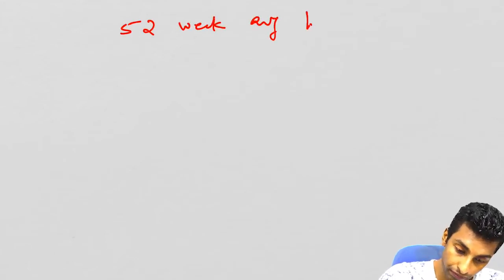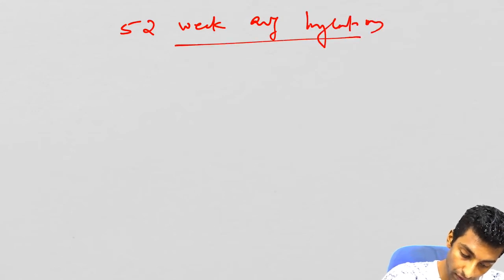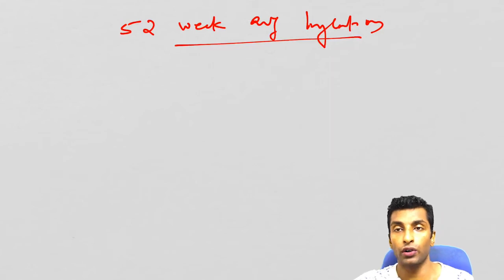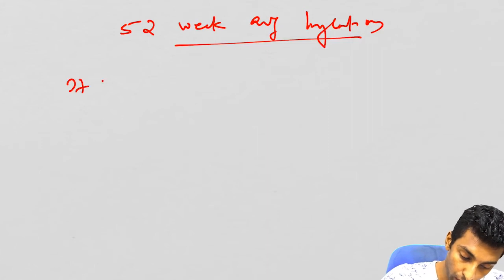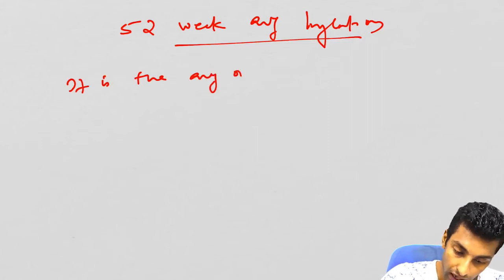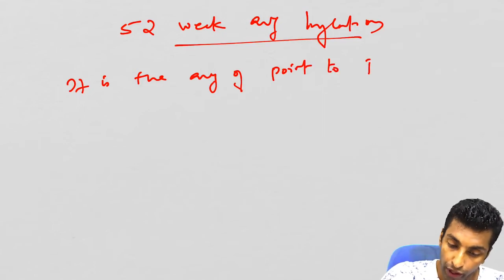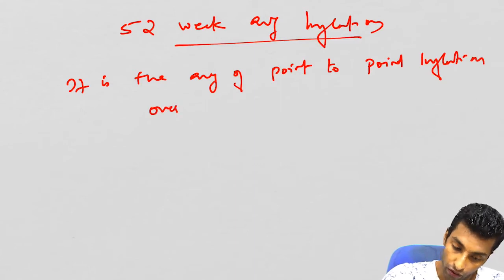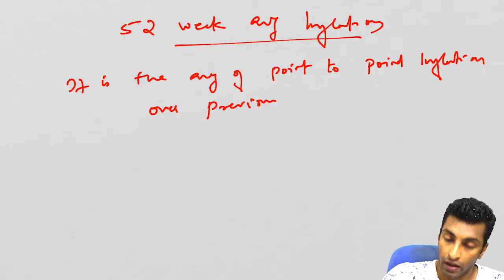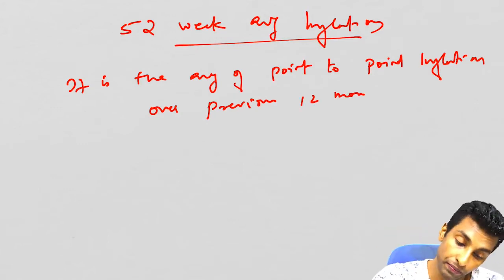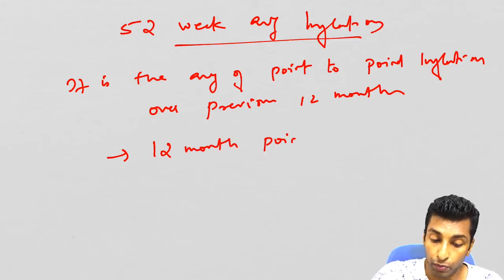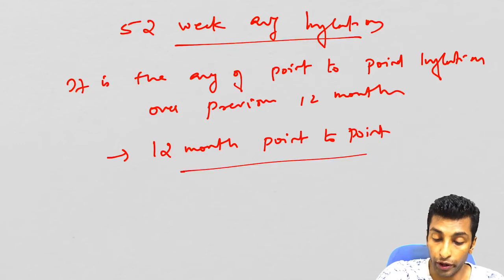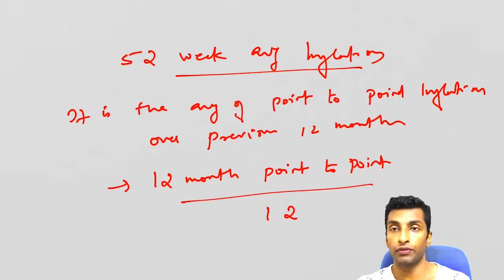52-week average inflation. So what you'll do is you'll take point to point inflation every month and you'll take the average. It is the average of point to point inflation, as I have discussed, over the previous 52 weeks, that is 12 months, previous 12 months. So what you will do, you will take the 12 month point to point, divided by 12. So you get the 52-week average inflation.